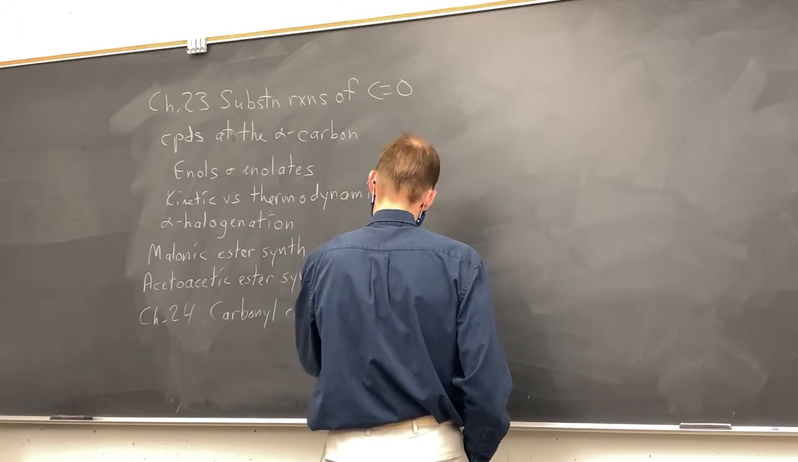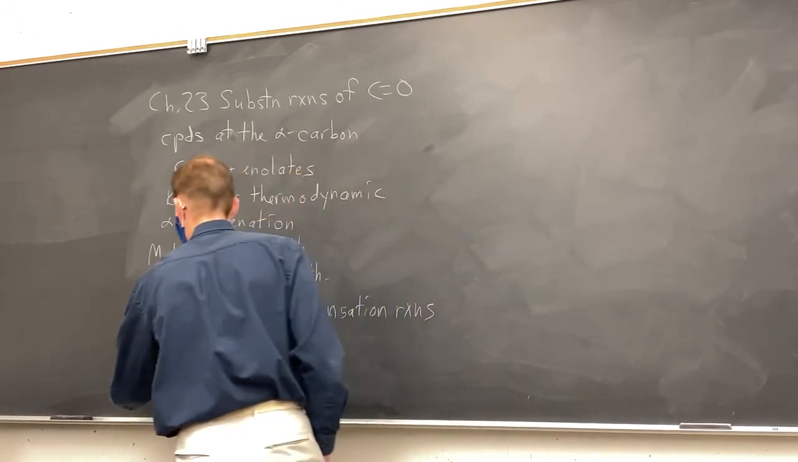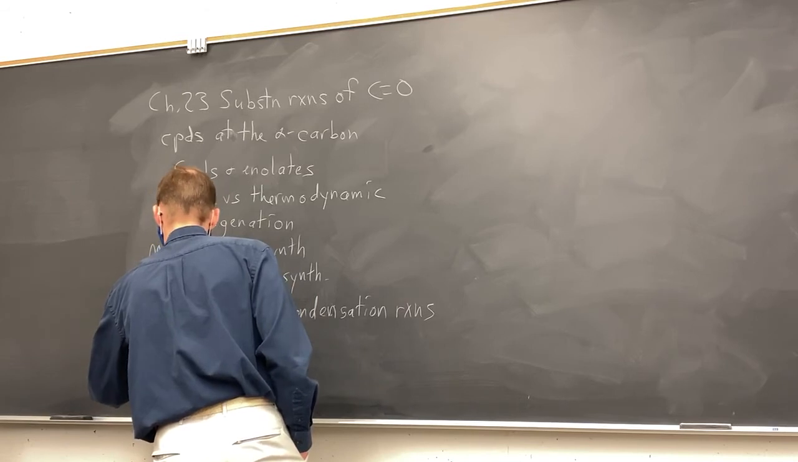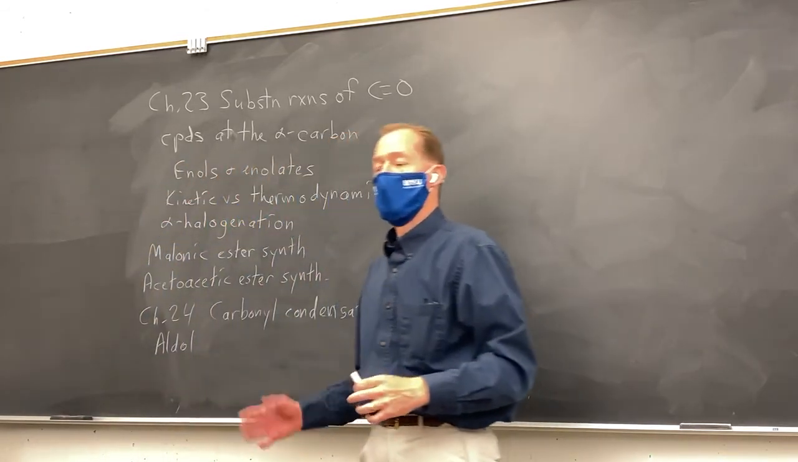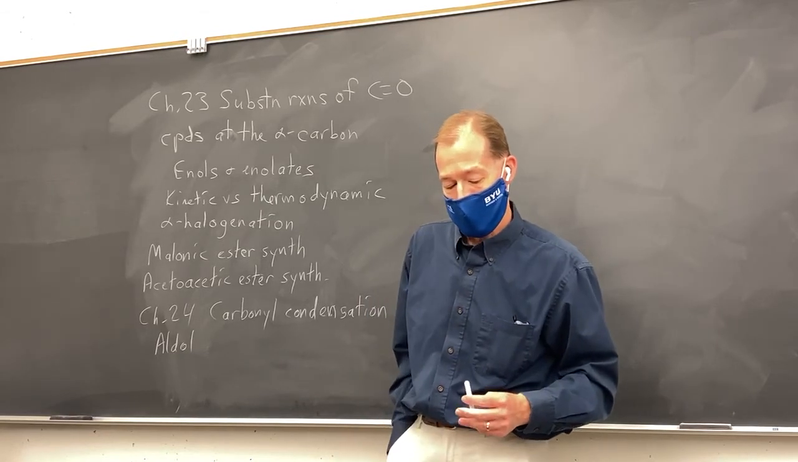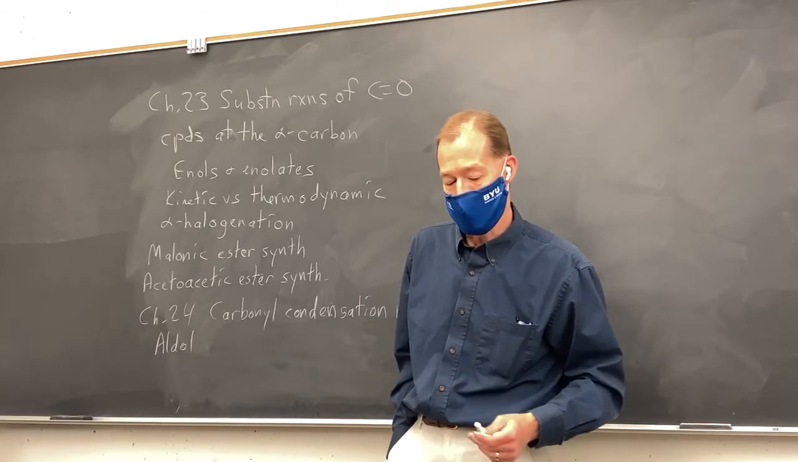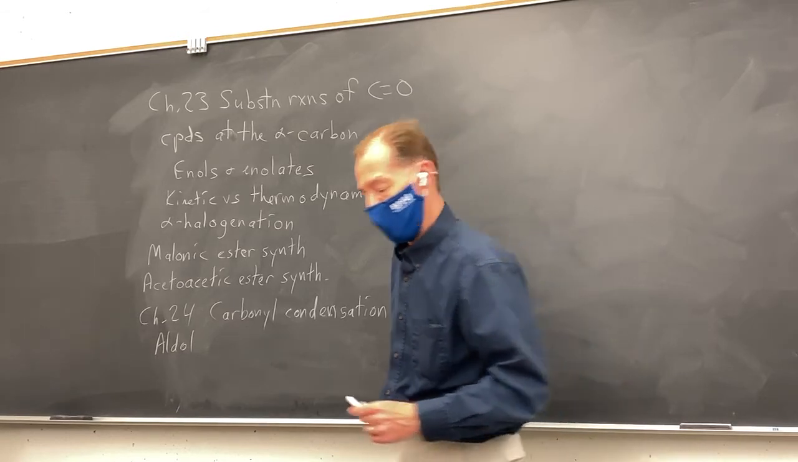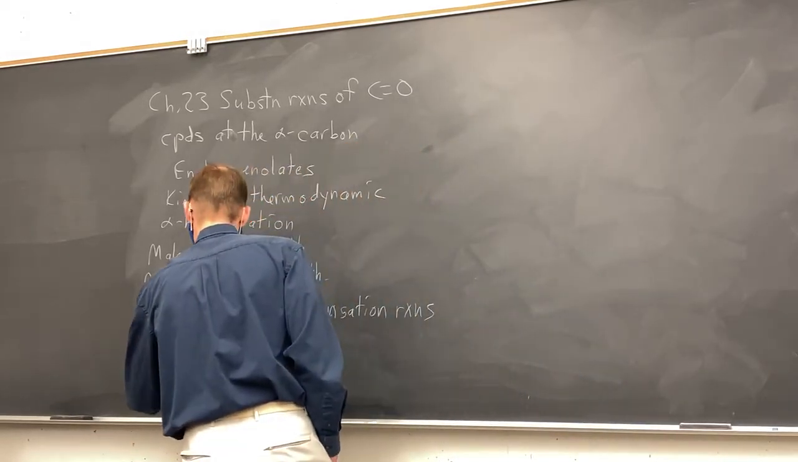And so in this chapter, we had a lot of name reactions. We had the aldol reaction, and there are lots of specific subtypes of aldol reactions that hopefully you can recognize and predict products. And then we had the Claisen reaction.